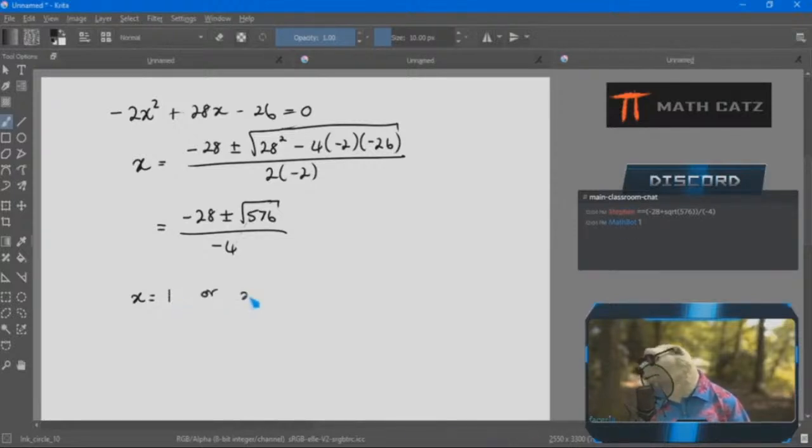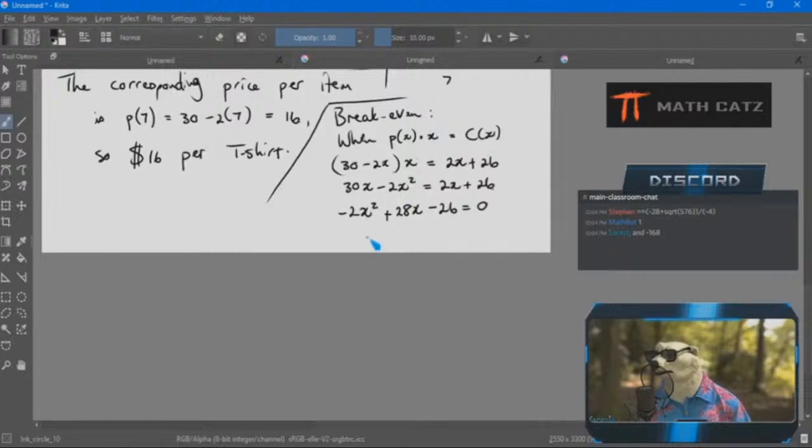Or x is, let's see what I get when I plug in a minus. Thank you for doing that for me. That saves me some trouble. Negative 186. Well, that is not applicable because I'm making 0 or more t-shirts. So that one's out. And I have my 1 here. Let's write that over here where my answer should go.